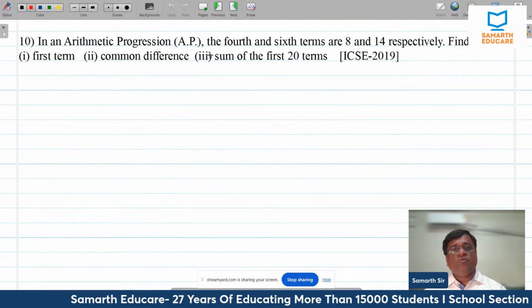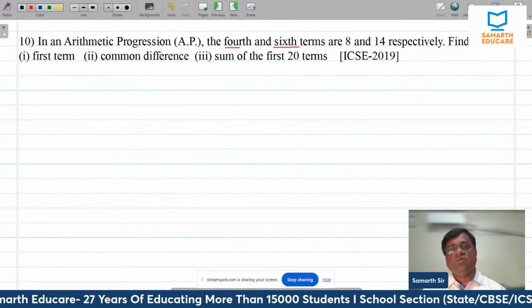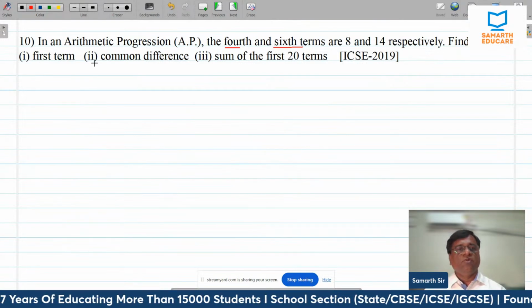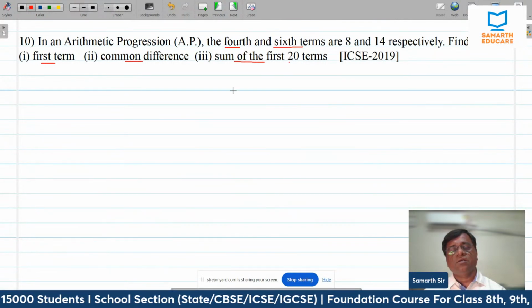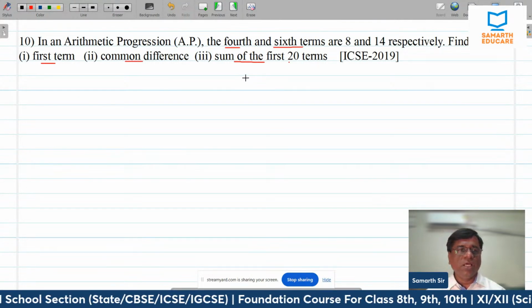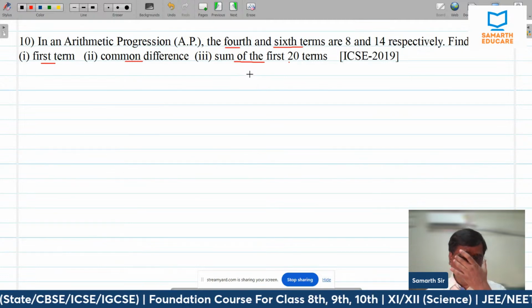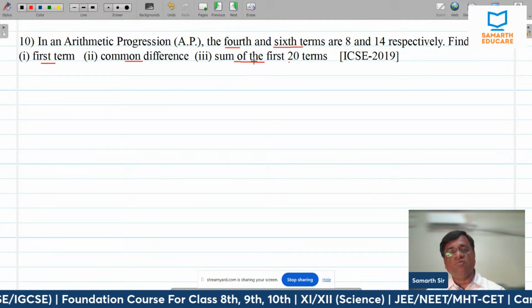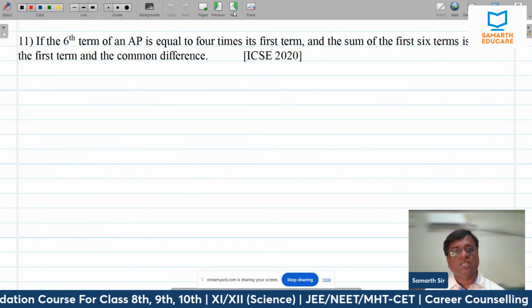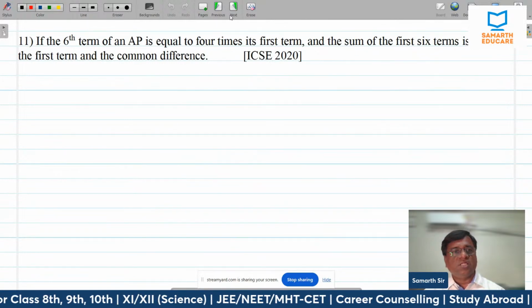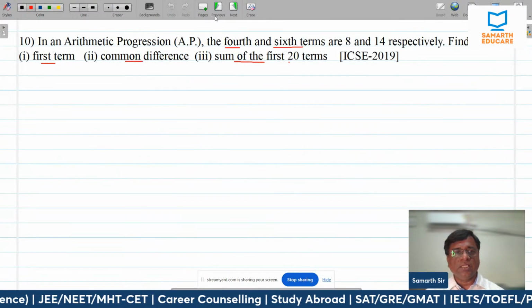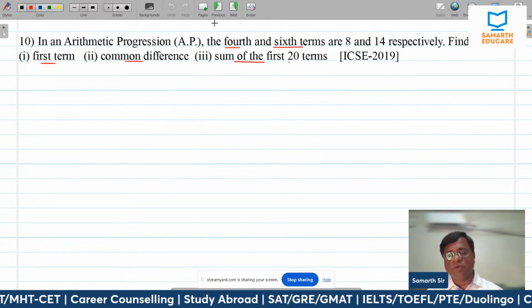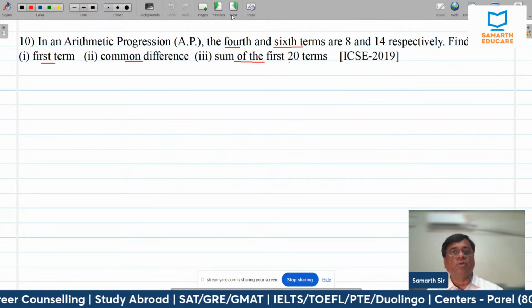Again, the same type of question. Fourth and sixth terms are given. Then we have to find out the first term, common difference, and sum of first 20 terms. I would like you to take this as a homework. Try this problem. If not, I will solve it in the next class. Now something interesting, right? I hope you can take the screenshot of this, or you pause this video over here and try to solve this problem.